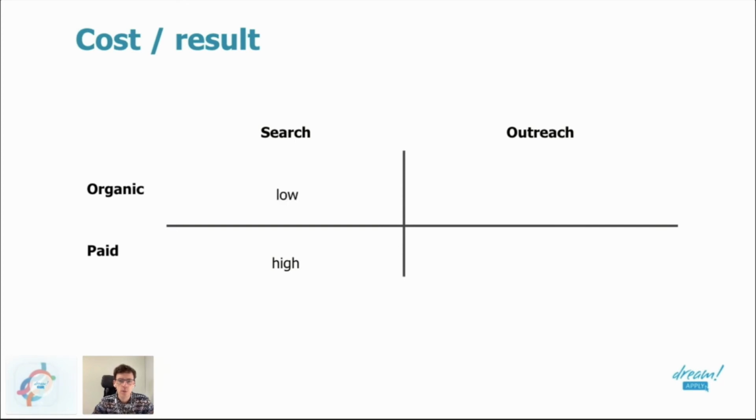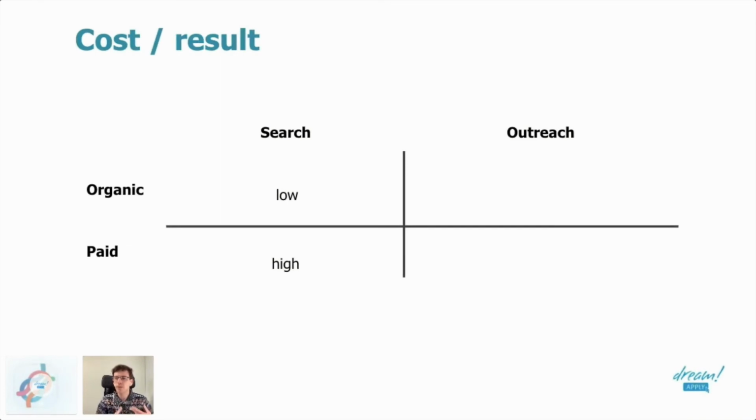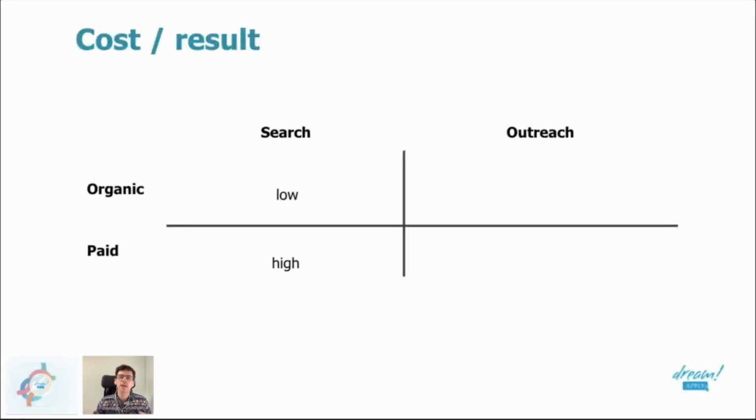Then for organic search, the cost per result is low. However, you can't control it as easily. You have to invest a significant amount of time and effort in getting your organic search set up and having the right content on your website. But once you've done that, it will keep working for you for the next few years. Then paid outreach is again a fairly high cost channel, whereas organic outreach would be a lower cost channel.